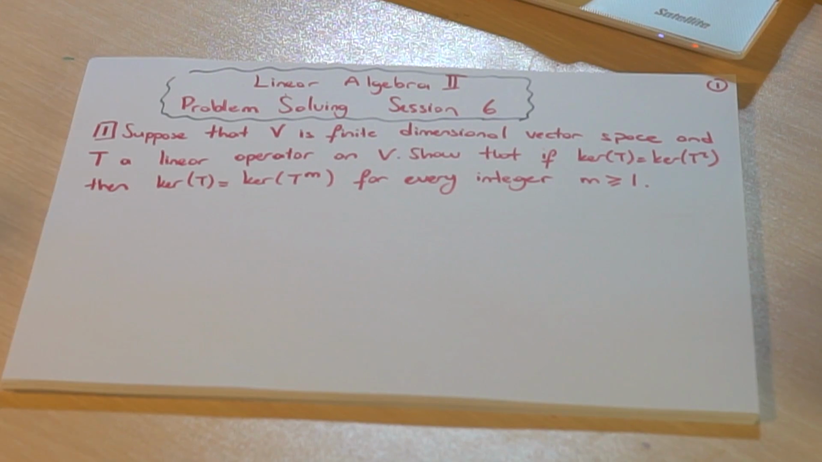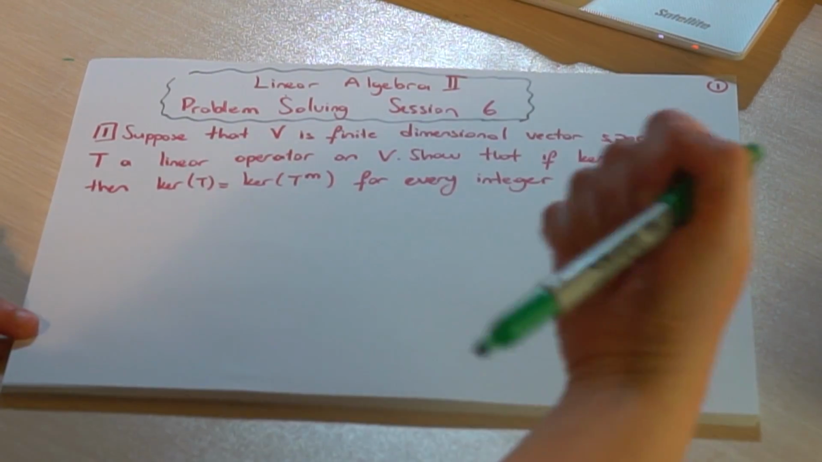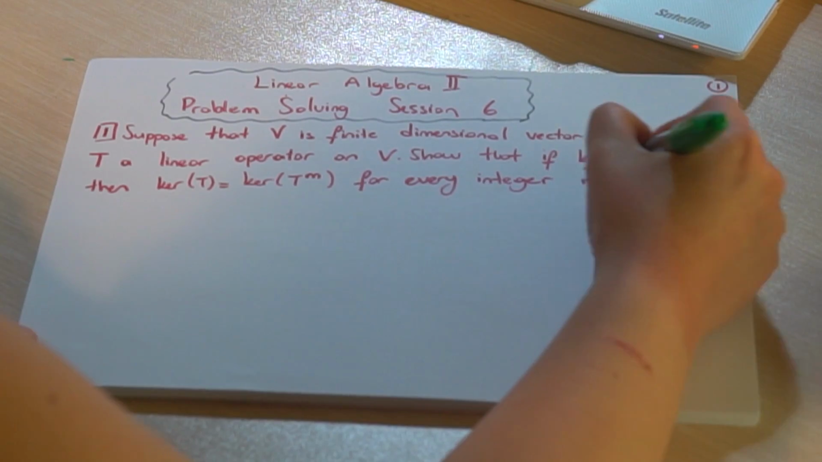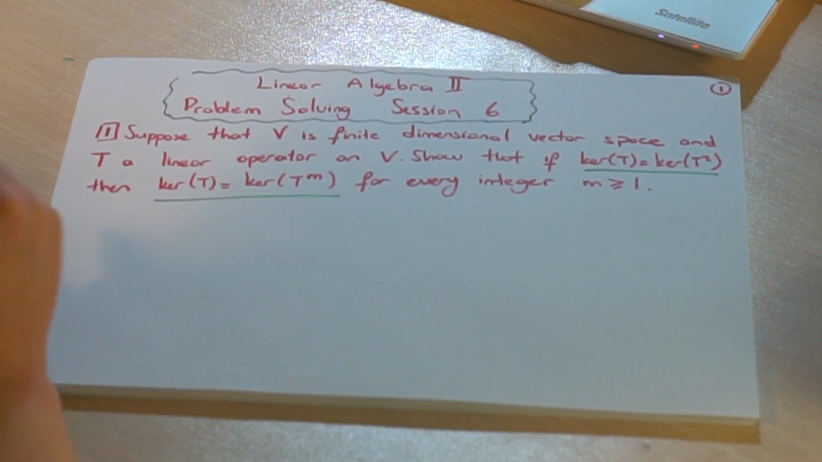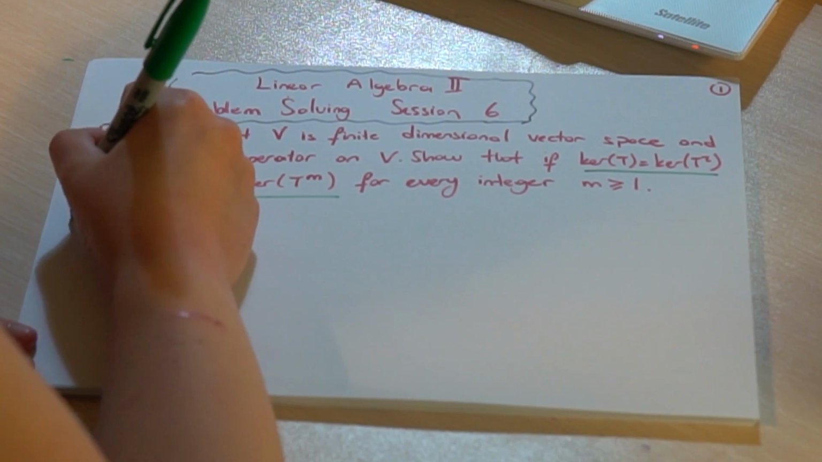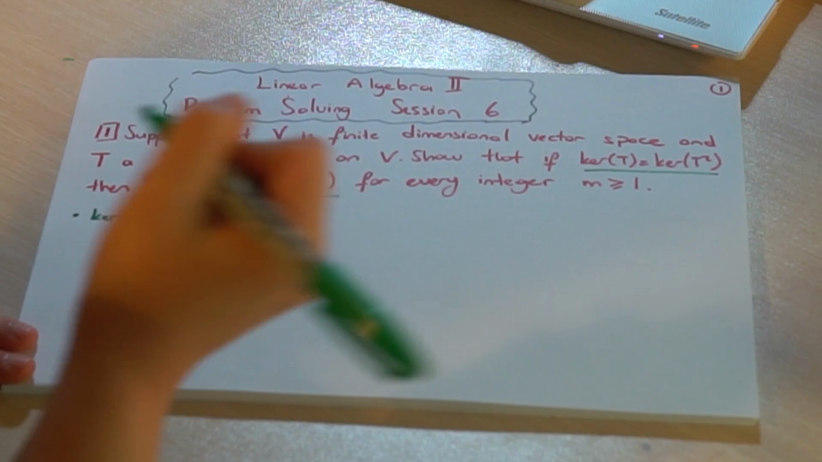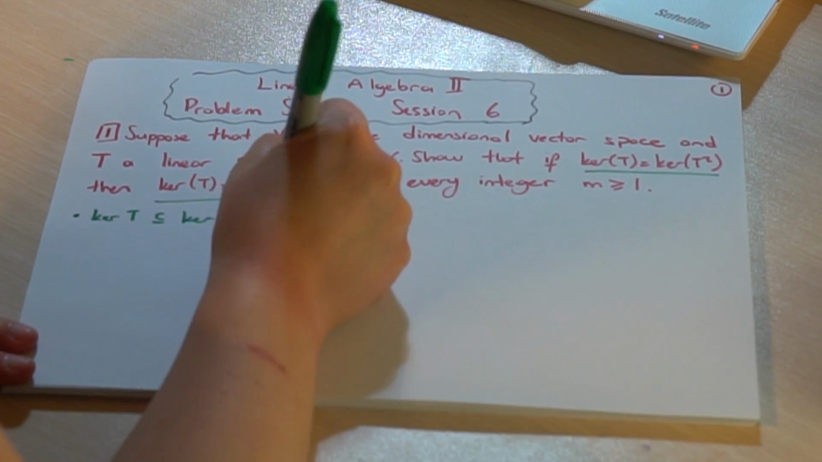First question is, suppose that V is a finite dimensional vector space and T is a linear operator on V. Show that if kernel T is equal to kernel T square, then kernel T is equal to kernel T to the m. Now, the easy side is kernel T is under kernel T to the m.